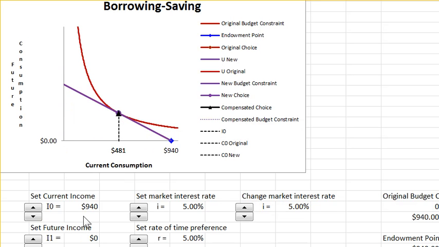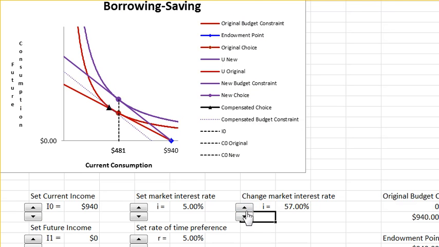Okay, so now we're going to look at a new case where the consumer has only current income. $940 is current income. There's no future income. At the current setup, 940 minus 481 is how much is being saved for the future, and that allows this consumption in the second period. And now we're going to increase the interest rate again. This consumer is a saver, so let's raise that interest rate and see what the new budget line looks like.